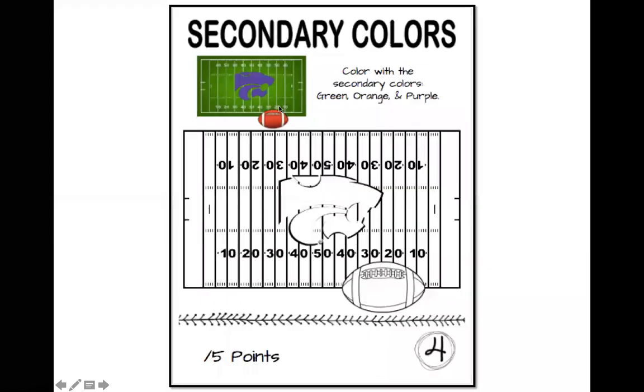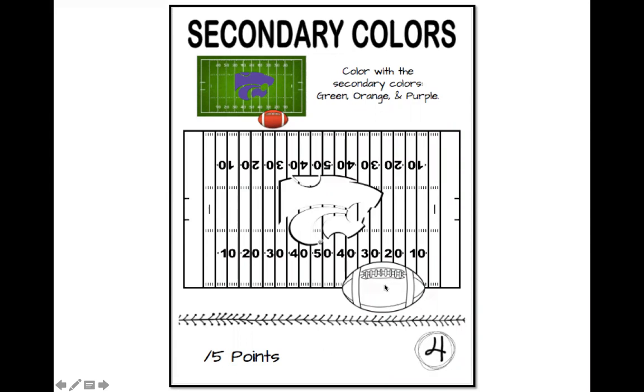So on page 4, you are going to color the Kansas State page using the secondary colors. So the football would need to be orange in that case. All right, so these are the 4 pages that you need to complete today, and they will be due at the end of the week. We will move on to more pages tomorrow.